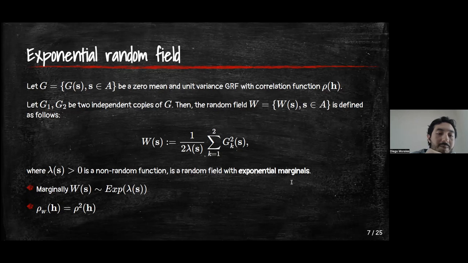That is a characteristic of this kind of construction, because it implies that when the correlation in the Gaussian random field is zero, the correlation in the exponential random field is also zero. And the stationarity of the exponential random field depends on the stationarity of the Gaussian random field.